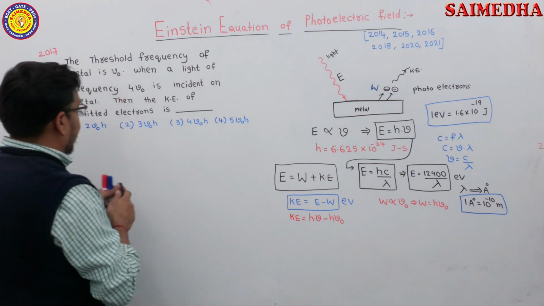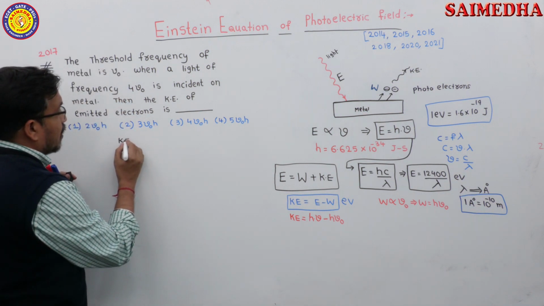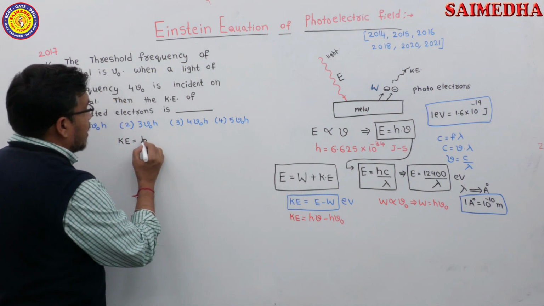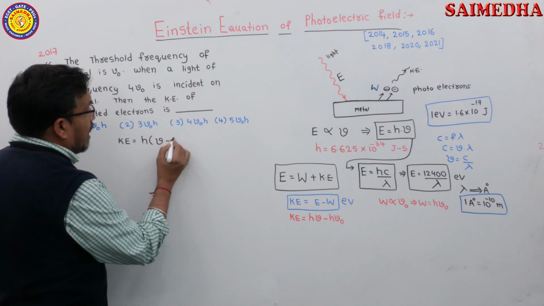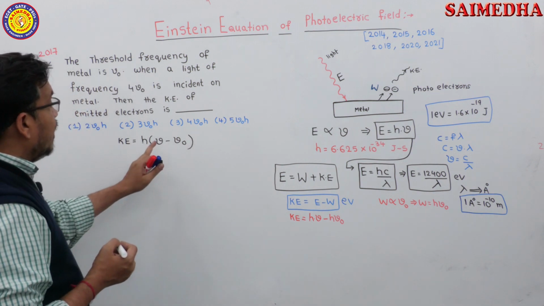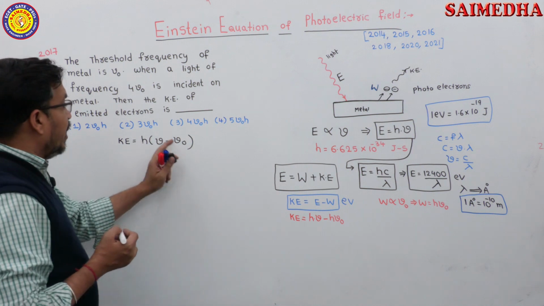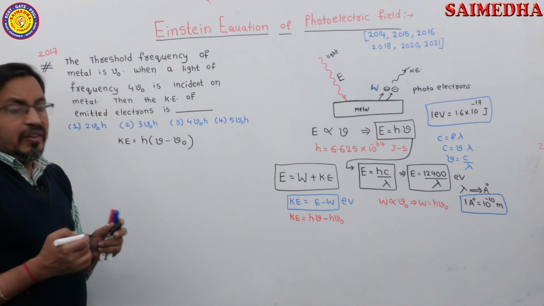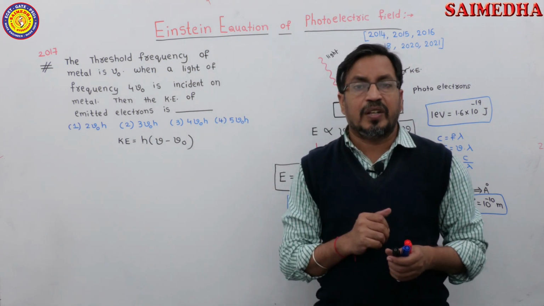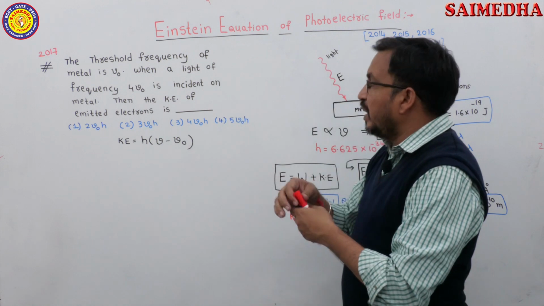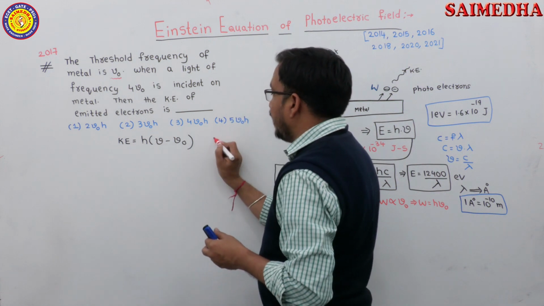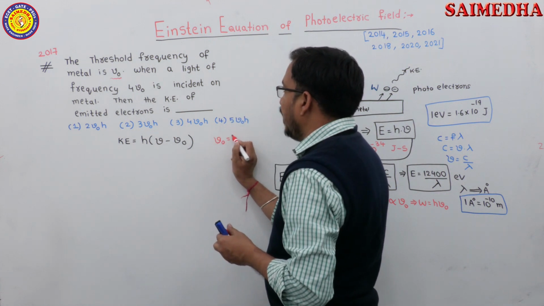So kinetic energy K equals energy minus work function, which I am writing in terms of frequency: K equals h into (V minus V0). What is V? The incident light frequency, and V0 is the threshold frequency. In our question, the threshold frequency of the metal is given as V0, so V0 equals V0.